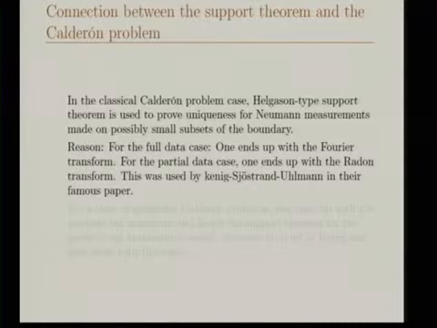This was used in a famous paper by Kenig, Sjöstrand, and Uhlmann, which appeared in 2005 in the Annals. They consider the partial data case, and one ends up with a Radon type transform. Actually, in this particular paper they work with what is known as the FBI transform, but the proof was simplified later on using a Radon type transform in a follow-up paper. So the proof goes by trying to prove a Helgason type support theorem for the Radon type transform.